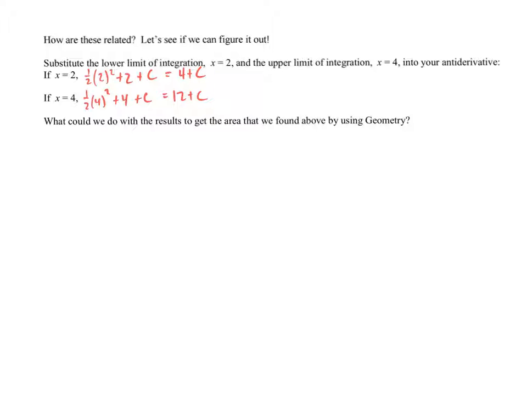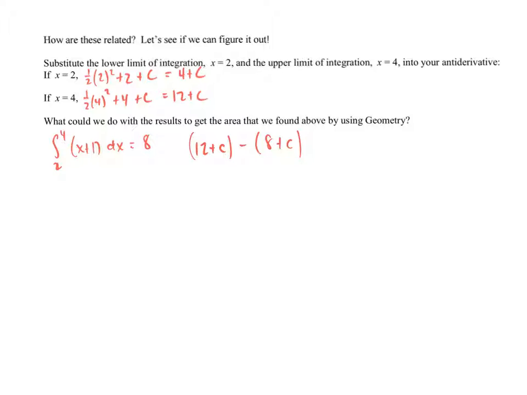Now, what could we do with these results to get the area that we found above by using geometry? So remember, we found that the integral from 2 to 4 of x plus 1 dx was equal to 8. So the question is what could we do with these two results, my 12 plus c and my 4 plus c, in order to get 8? And hopefully you're recognizing that what could be done is we could subtract them. So I could subtract my 12 plus c, that was where I plugged in my upper bound, minus my 4 plus c.